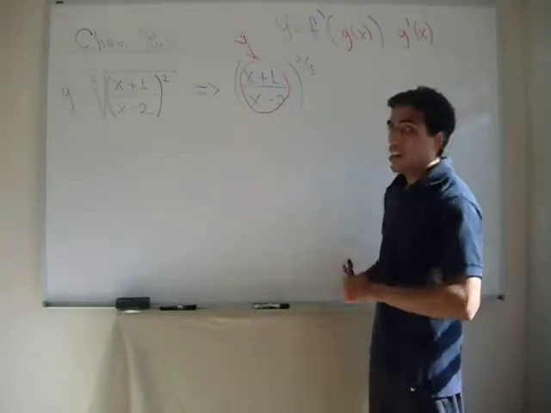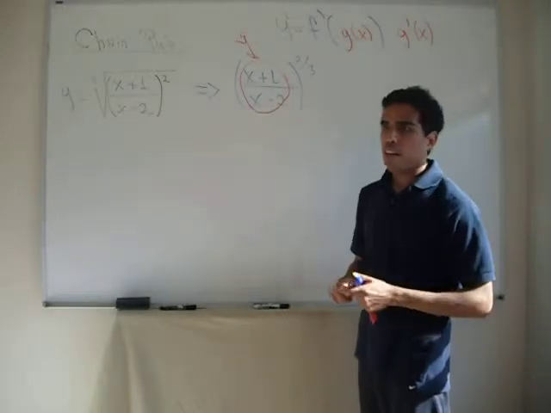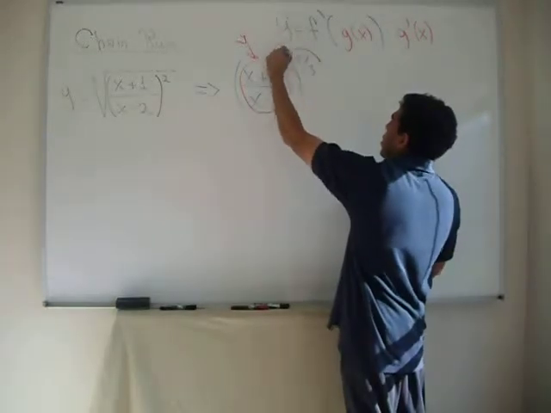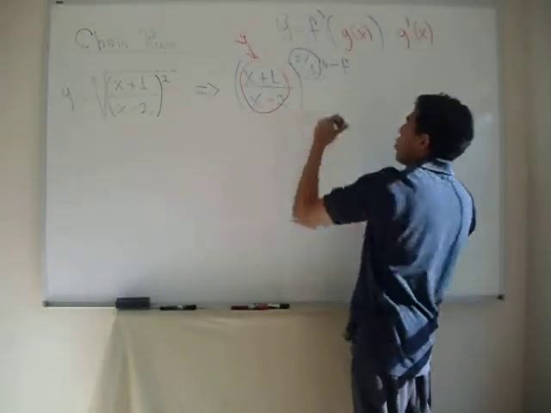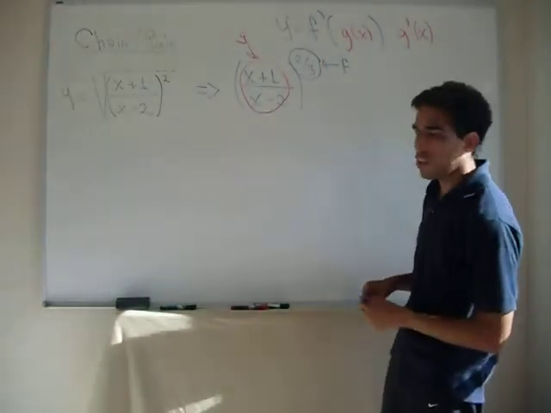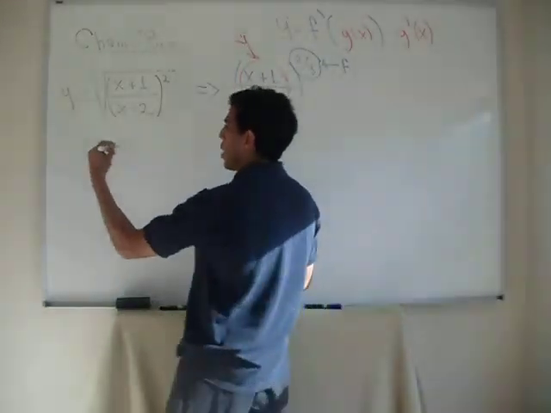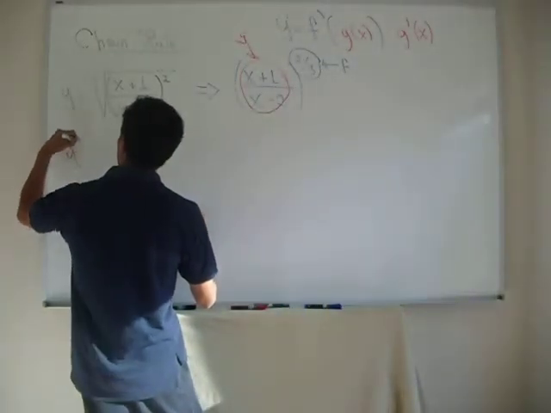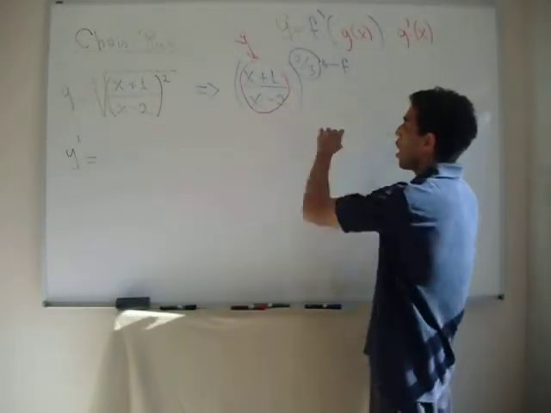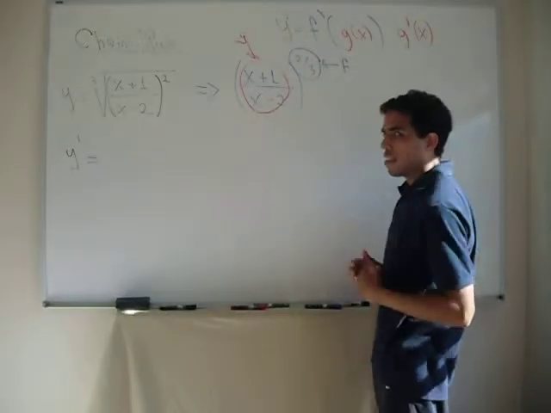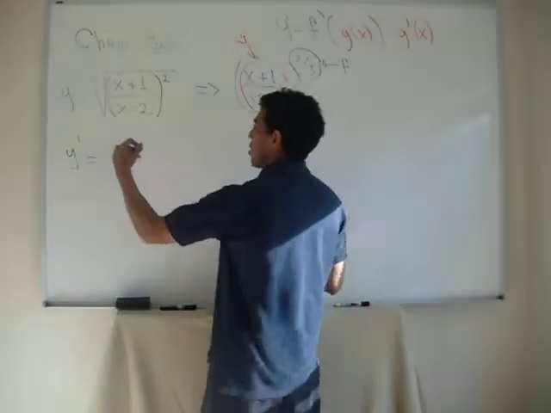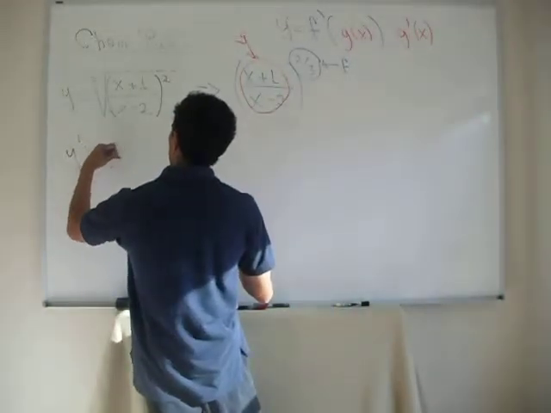The outer part of the function is going to be the exponent. f is going to be 2/3. So all we're going to do is follow the rule, and that way we will find the derivative of the original exercise. So y prime is going to be equal to the chain rule of this. And how are we going to find the derivative of this? Exactly like an exponent. 2/3 goes down, multiplying.